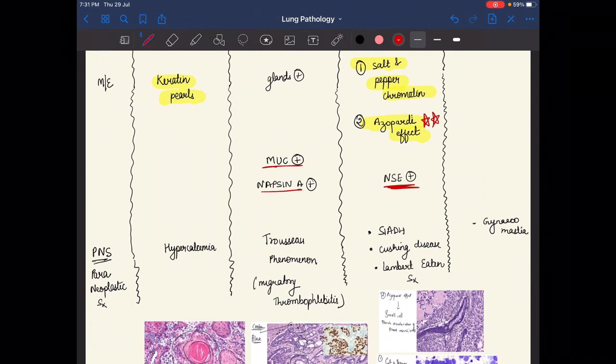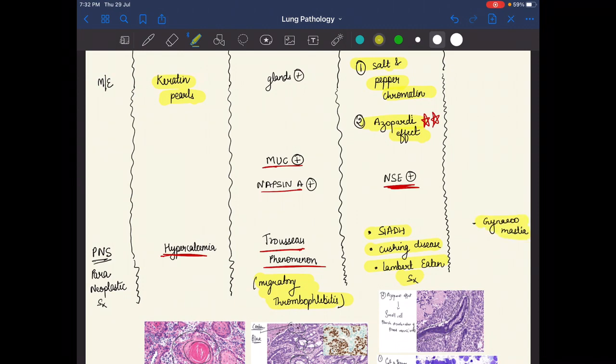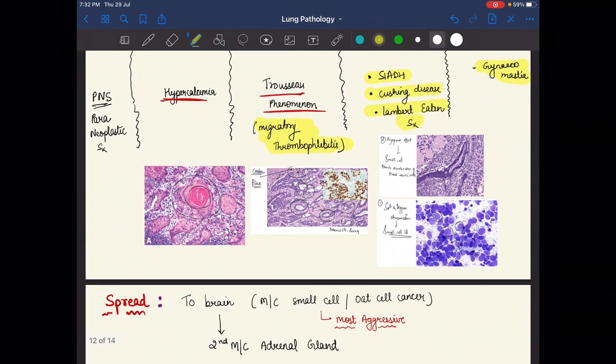Now, paraneoplastic syndrome associations. In squamous cell carcinoma there is hypercalcemia. In adenocarcinoma, the paraneoplastic syndrome is Trousseau phenomenon, also known as migratory thrombophlebitis. In small cell carcinoma, the paraneoplastic syndromes are SIADH, Cushing syndrome, and Lambert-Eaton syndrome. While in large cell carcinoma, gynecomastia is the paraneoplastic syndrome.